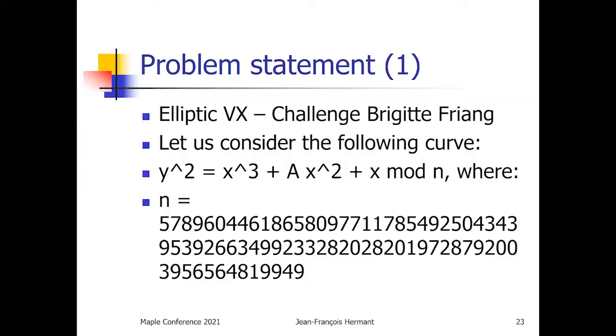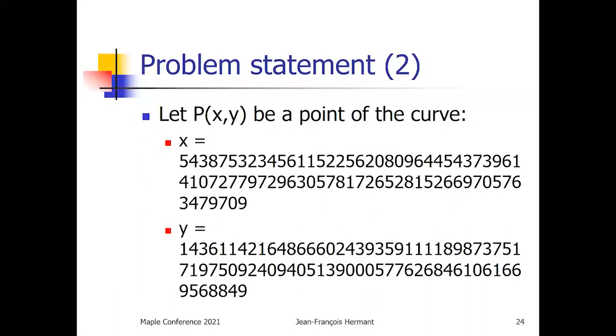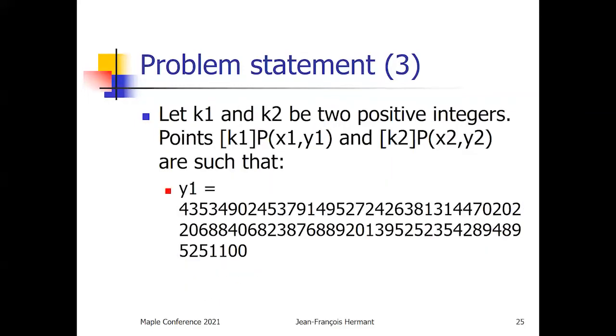So let us consider the following curve: y squared equals x cubed plus a x squared plus x modulo n, where n is the following number. Let P with coordinates x and y be a point of the curve. So x is equal to this value, y is equal to this value, okay?